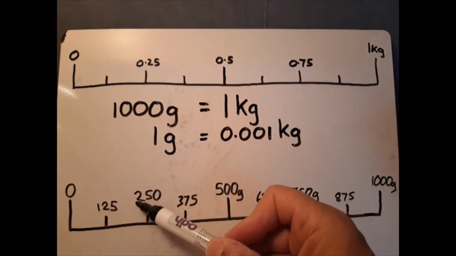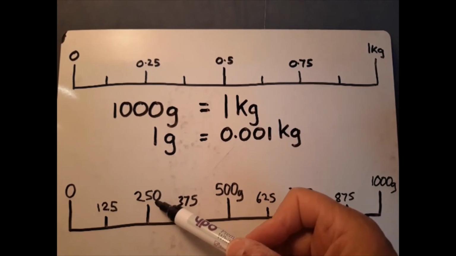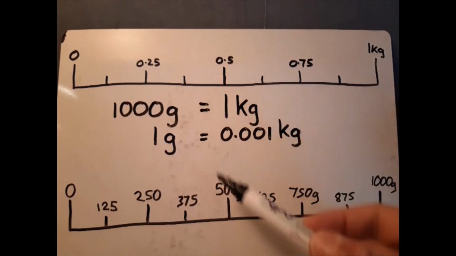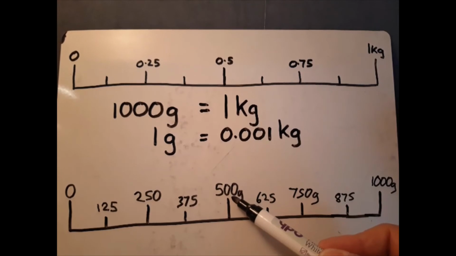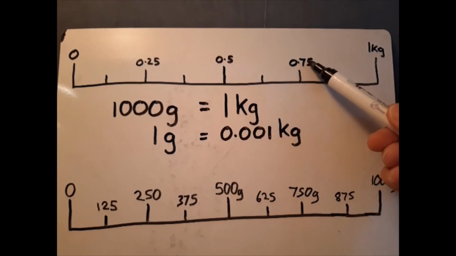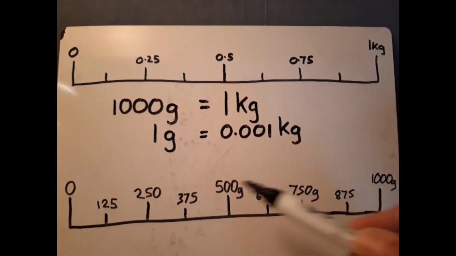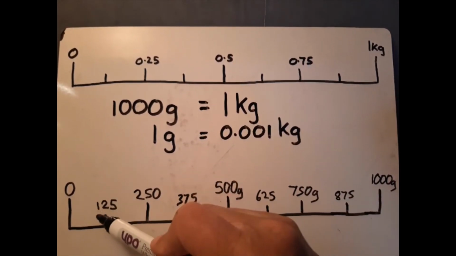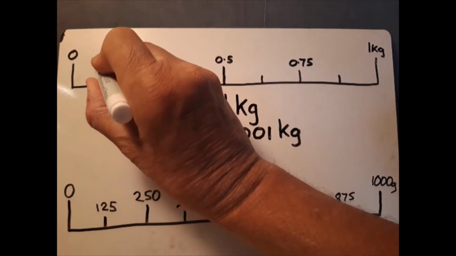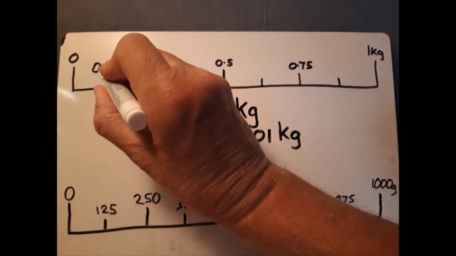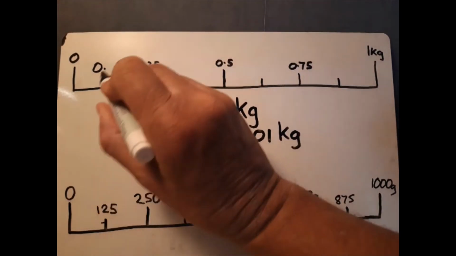0.25, 250. 0.5, 500 grams. 0.75, 750 grams. So I'm thinking to myself there, this 125, it's not a whole kilogram, so it's going to be 0. And let's just use those digits.